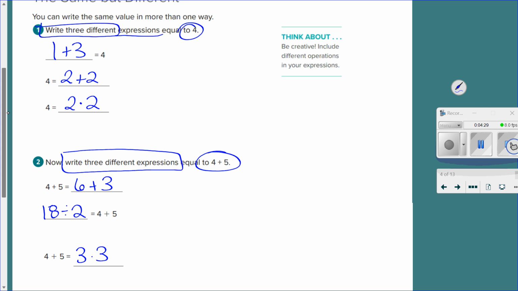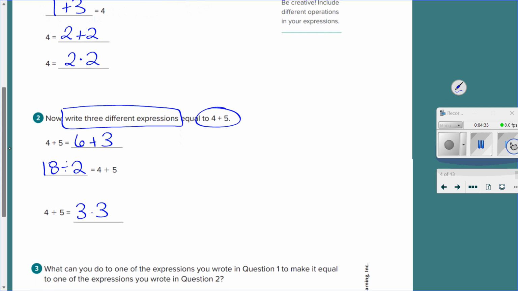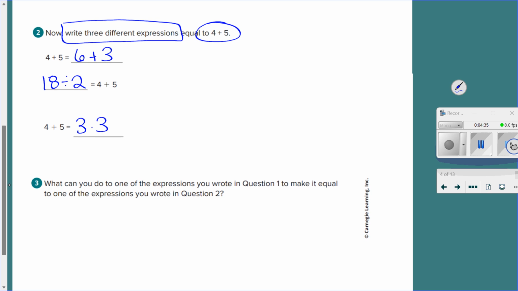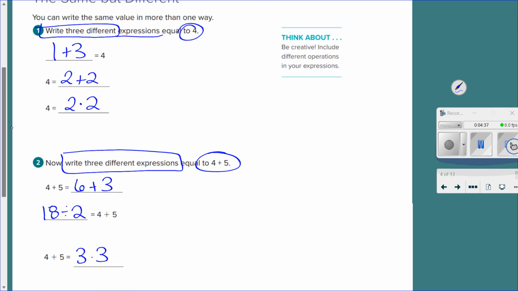So number 3, if we look at our expressions from number 1 and number 2, what can I do to my number 1 expressions to equal my number 2 expression? What do I know about my number 2 expressions? Both sides equal 9. What do my number 1s equal right now? 4. So how can I make them equal 9? Add 5.